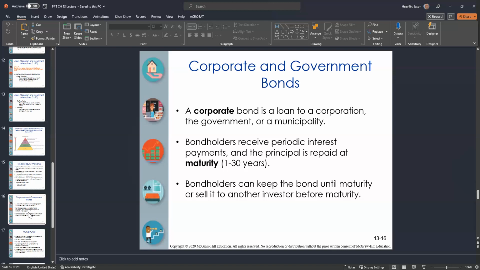Bondholders can keep the bond until maturity or sell it to another investor before maturity. Bonds do change in value as time goes by for different reasons. And just like stocks, you can trade them. So if they went up in value, you can sell it and get your gains, or you just continue holding the bond to continue collecting the interest payments.